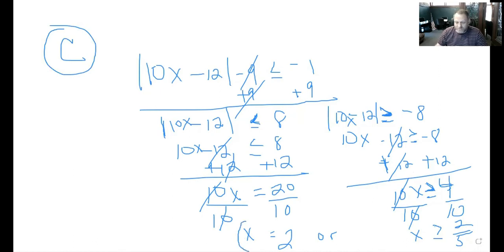So x is less than or equal to 2, or x is greater than or equal to 2/5. Sorry about that. All right, write that down, guys.